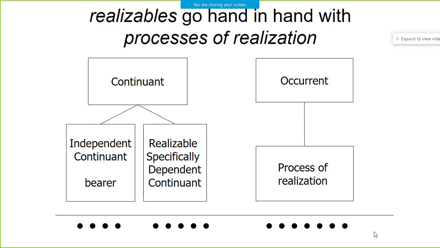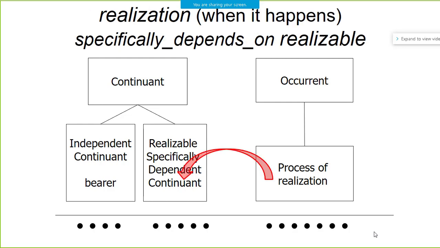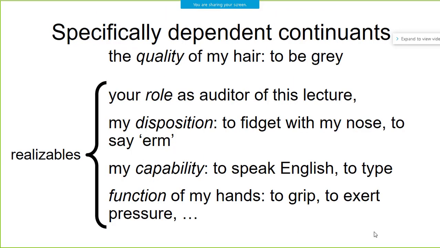Whereas you have your habit of scratching itches, and that is realizable even if you never realize it for a long period. And every realizable then goes hand in hand with a kind of process of realization, which in the case in point would be scratching. And then we have another specific dependence relation between the realization process and the realizable function or role or disposition. So, it's the quality of my hair to be grey or white.